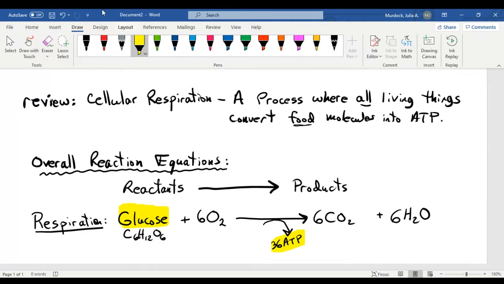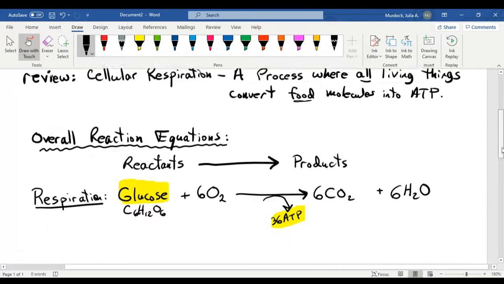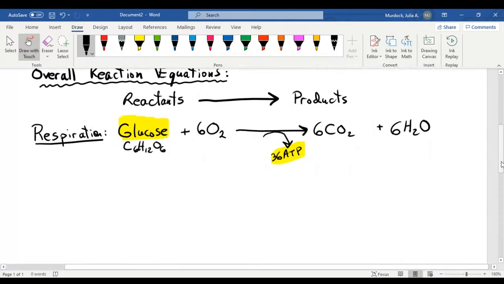A nice yellow thing there. Okay, all right, so that's review of respiration, right? Now, if we were to do an overall reaction equation for photosynthesis, now let's do photosynthesis.